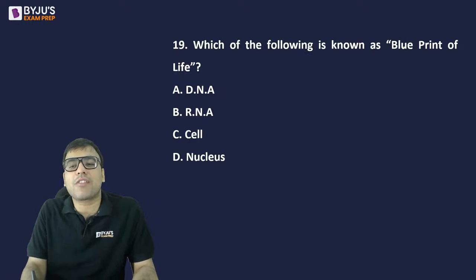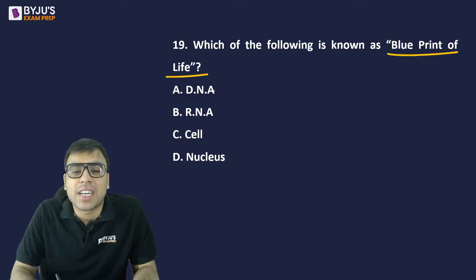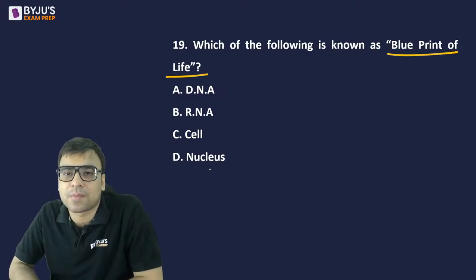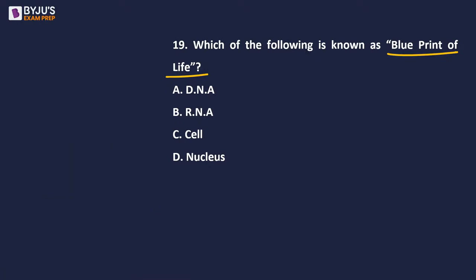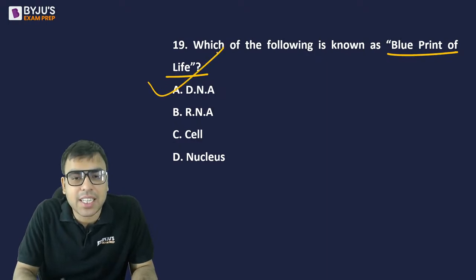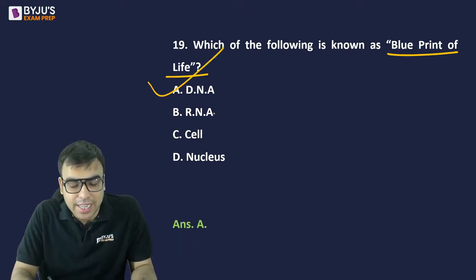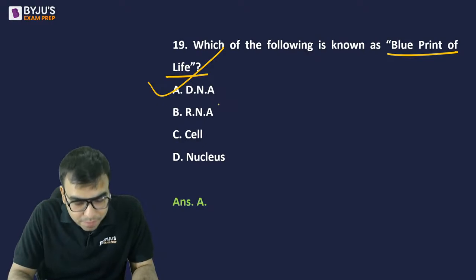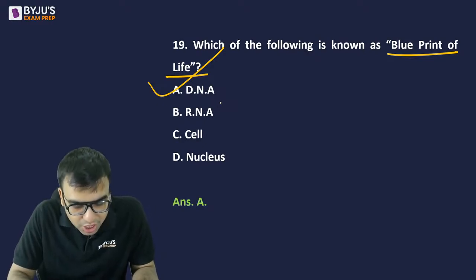The next is, which of the following is known as a blueprint of life? DNA, RNA, cell, nucleus. What is the right answer to this question? Yes, the right answer is that the blueprint of life is none other than DNA. So A is the right answer to this question. Yes. Amit Yadav, Sneha Pradhan, Amit Shah, Shubham, you are right.